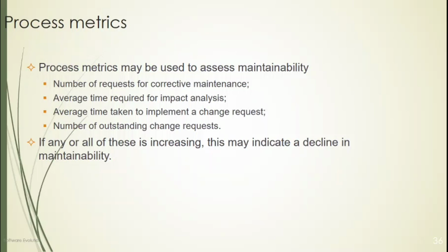So you can see that these are the metrics to measure maintenance prediction. In the first one, the number of requests for corrective maintenance, an increase in the number of bug and failure reports may indicate that more errors are being introduced in the program than are being repaired during the maintenance process, and this may indicate a decline in maintainability. If you introduce more programs, you may get more errors. At that time the maintenance will be more difficult and maintainability declines. So this is one of the metrics used to measure maintenance cost or maintenance prediction.